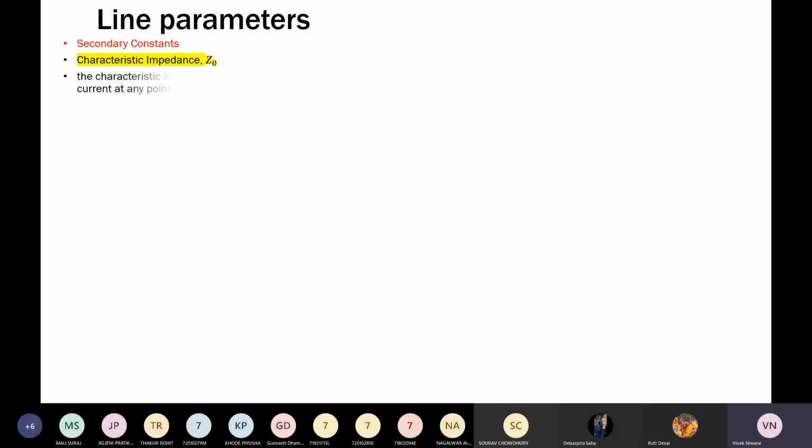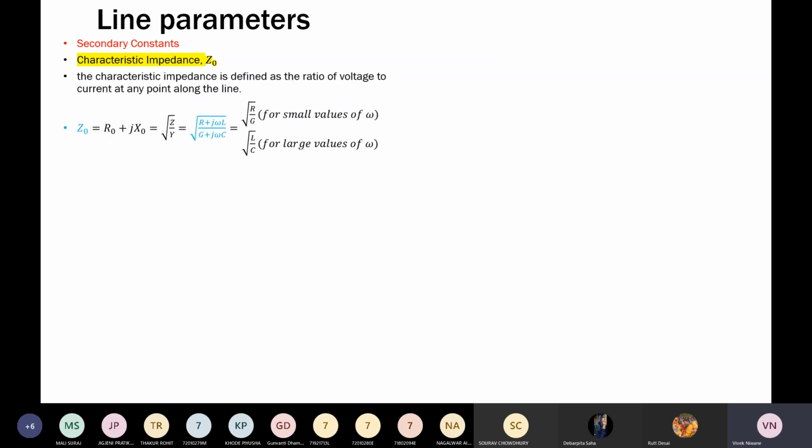First one is characteristic impedance, and we have its definition. Whenever we say impedance or reactance, we always have the frequency associated with it. So you can observe the characteristic impedance of any transmission line has the resistive and conductive terms: square root of (R plus j omega L) upon (G plus j omega C).